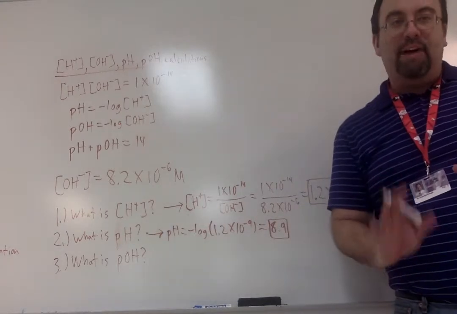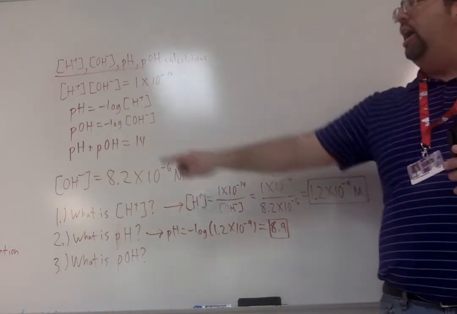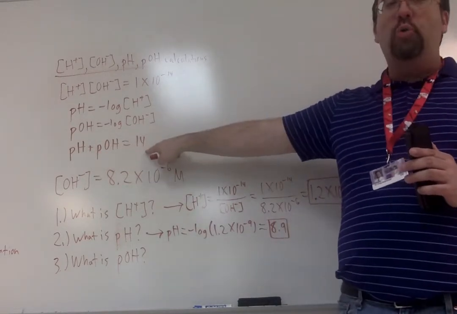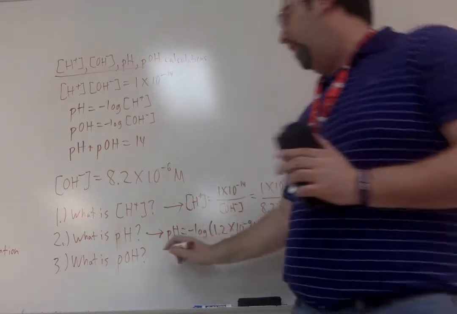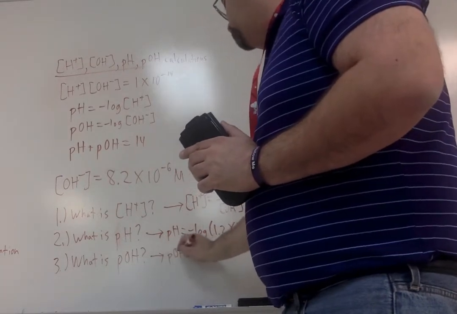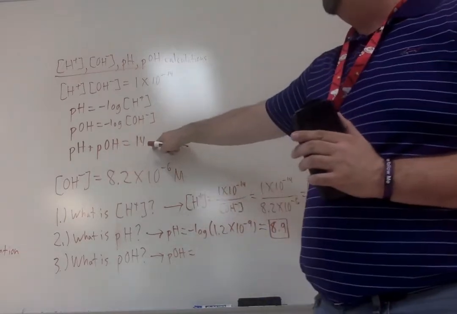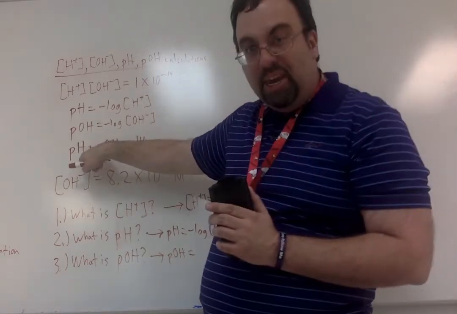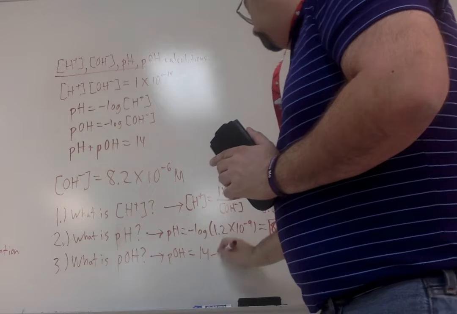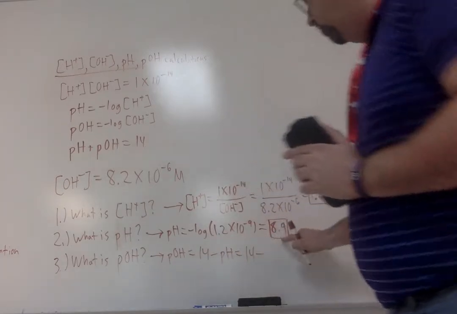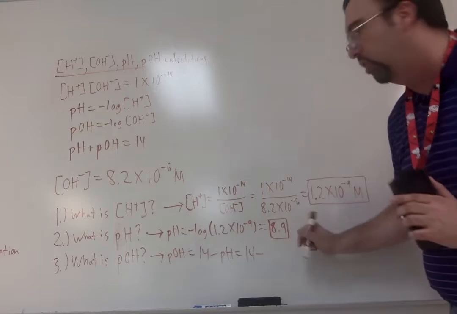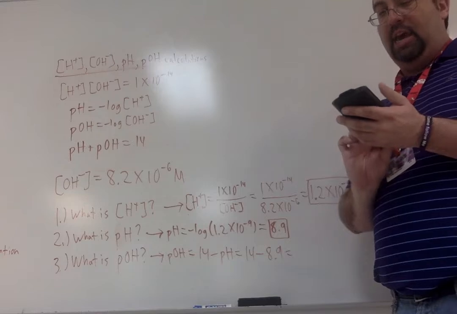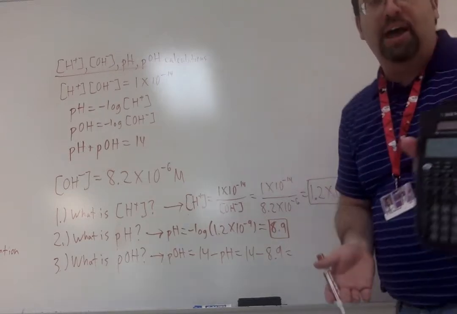All right. Finally, to solve for pOH, I can use the fact that when I add pH plus pOH, it will always add up to 14. So I can move this to the other side, and I'm going to end up getting pOH equals 14 minus pH. And remember that we calculated the pH in the second part to be 8.9. And so we just take 14 minus 8.9, and we end up getting about 5.1.